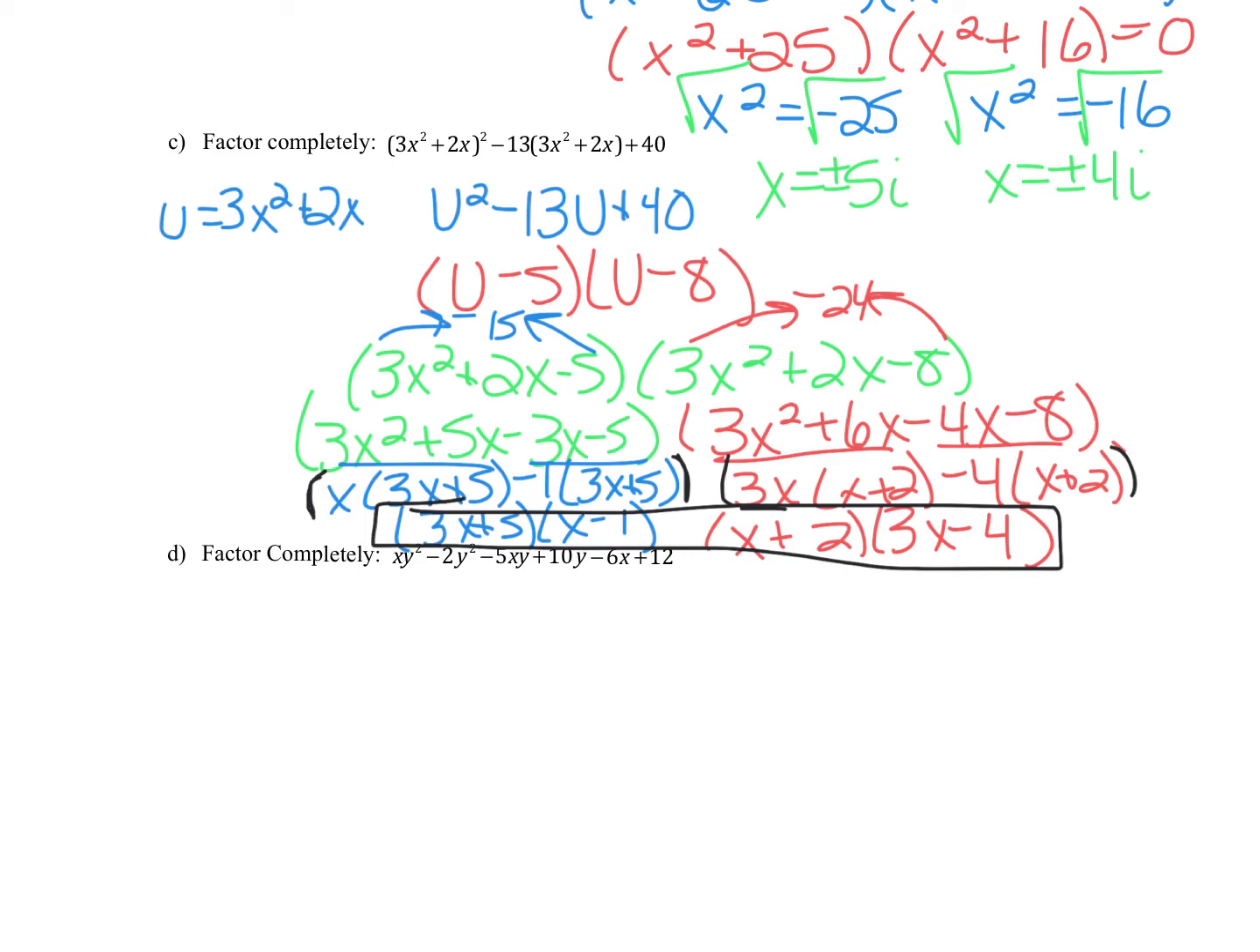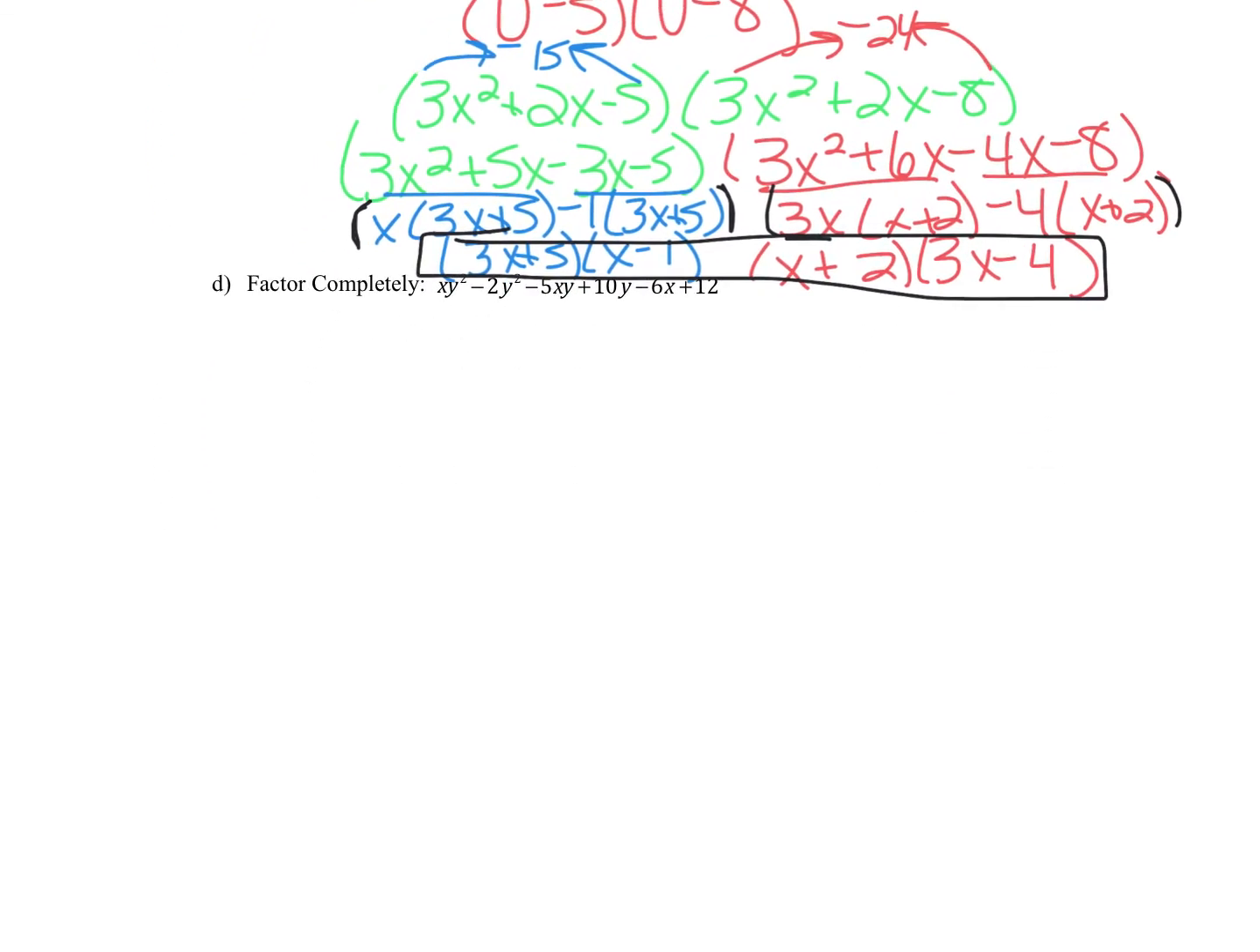Looking at my last one, I don't have anything in parentheses squared, which would lead me towards u substitution. But I do have 6 terms, so that looks like grouping. Now, as I look at this, something looks like it's going on with the y's, where these two have a y squared, those two have a y, and these two don't have anything. So my first guess is 3 groups of 2.